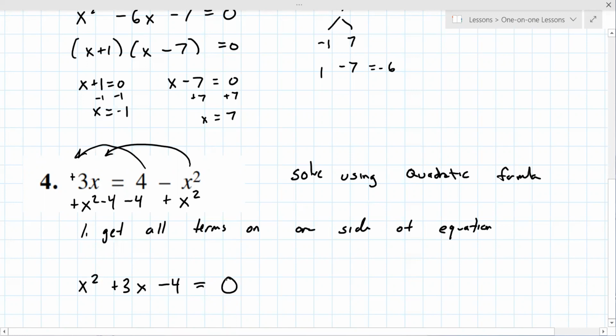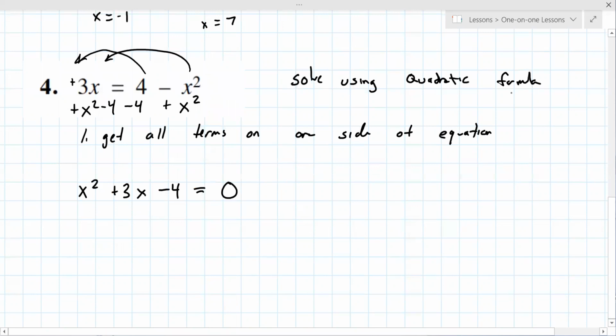Now, the nice thing about this one is that you could actually factor this, but it says to use the quadratic formula, so that's what we're going to do. We're going to use it because it tells us.